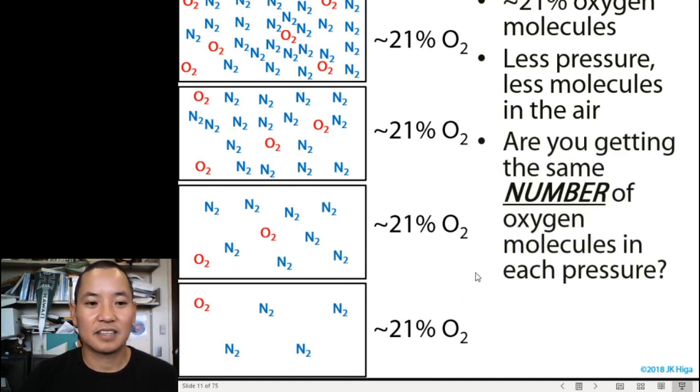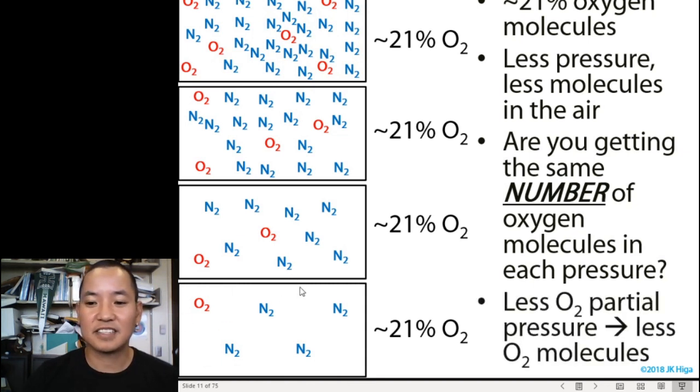But do we have the exact same number of oxygen molecules in each pressure? The ratio is the same, but count the oxygen molecules. Here we have 1, 2, 3, 4, 5, 6. 1, 2, 3, 4, 1, 2, and 1. So again, the mole fraction can remain the same, but as you reduce air pressure, you're actually getting fewer of the molecules and thus fewer of these oxygen molecules. So again, less oxygen partial pressure means fewer oxygen molecules.